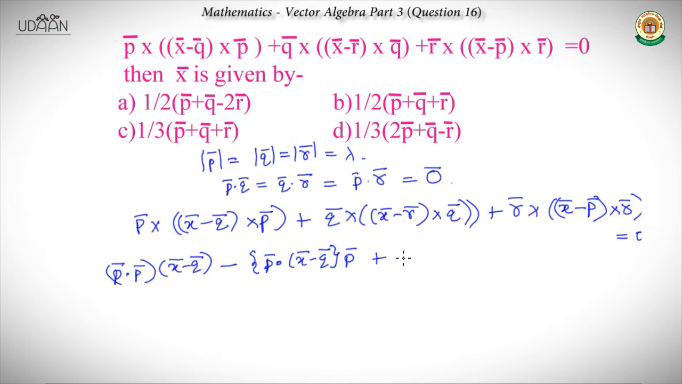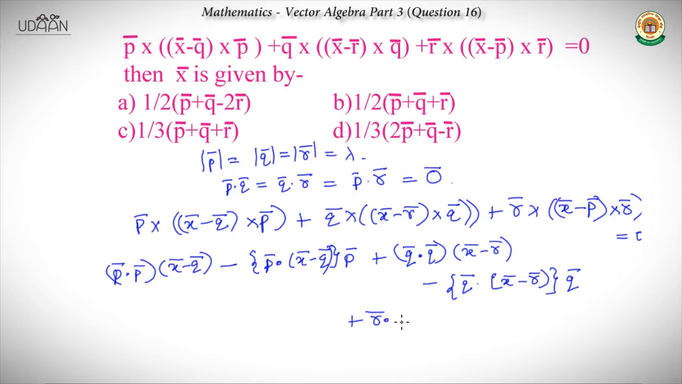So we'll do it only for the first term, and now we know it for all three terms. Q bar dot Q bar times (X bar minus R bar) minus Q bar dot (X bar minus R bar) times Q bar, plus R bar dot R bar times (X bar minus P bar) minus R bar dot (X bar minus P bar) times R bar. This is turning out to be 0.